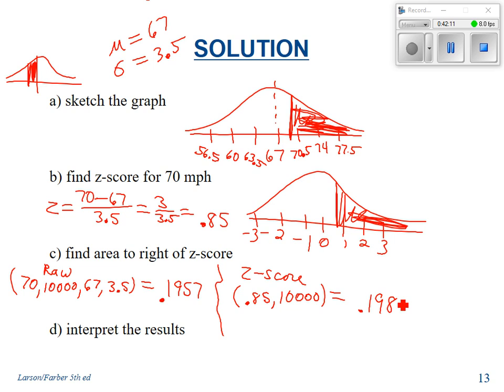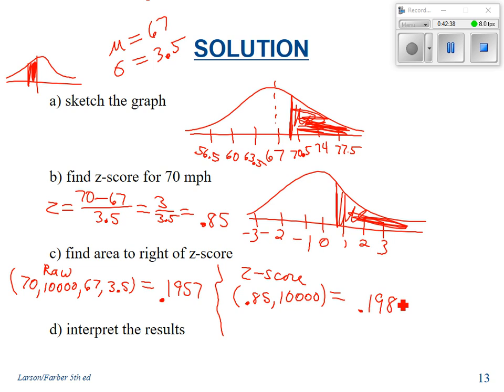Something like that. Are those pretty close to each other? Yeah. Because if we just look at percentages, this is about 19.5%. That's a little more than 19.5%, but they're pretty close. So when we changed it to a z-score, when we got this 0.85, we probably rounded it off quite a bit, and that made us get a little bit higher.